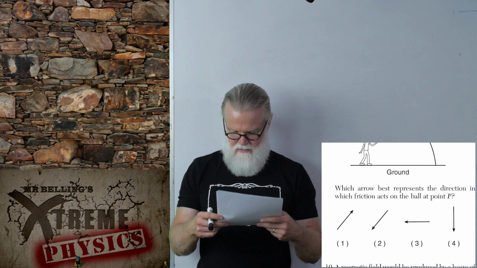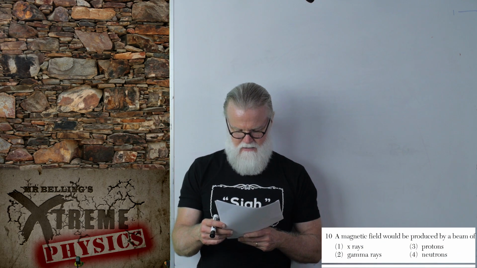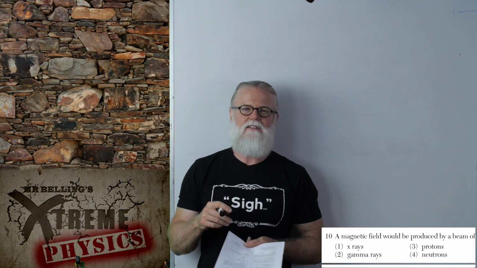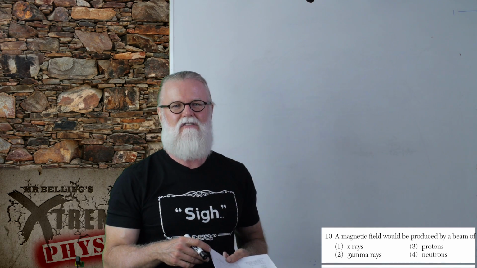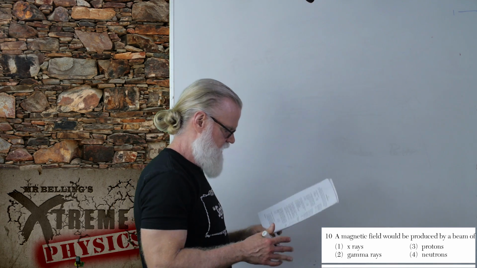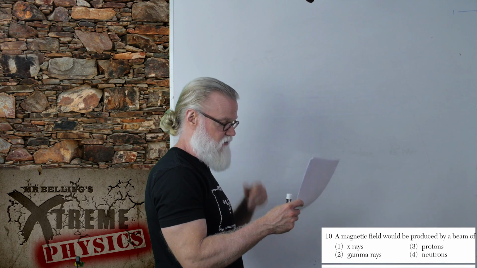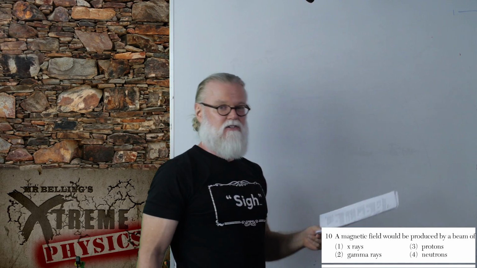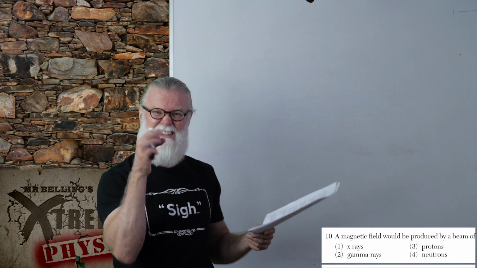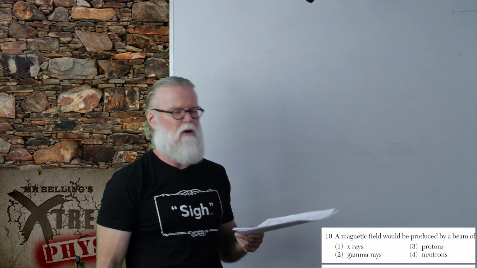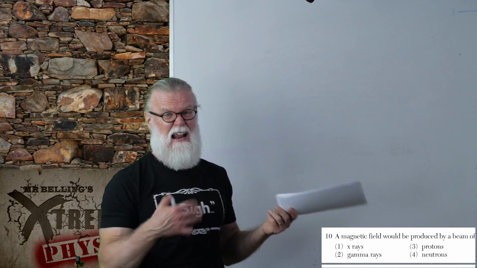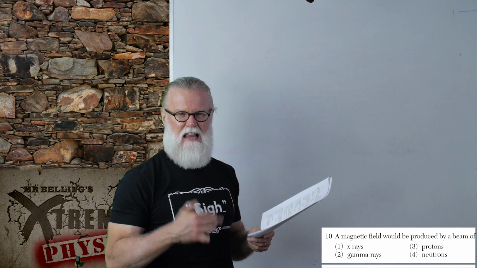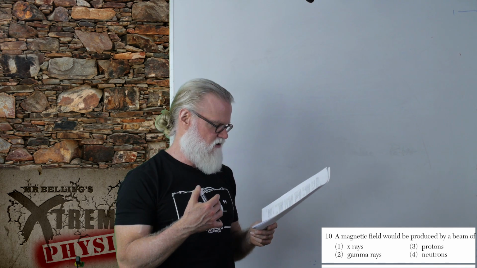A magnetic field would be produced by a beam of what? All right. What caused magnetism? Well, it's relative motion of charge that causes magnetism. So we need some charged objects. We need something moving, some charged thing moving. X-rays, that's electromagnetic radiation. That's photons. Photons don't have charge. Gamma rays, made out of the same stuff as X-rays. No charge. Light is neutral. There's no charge on it.